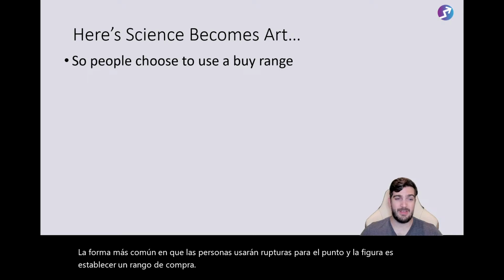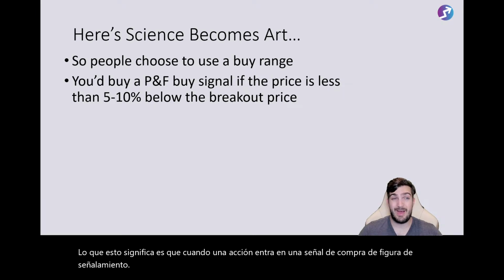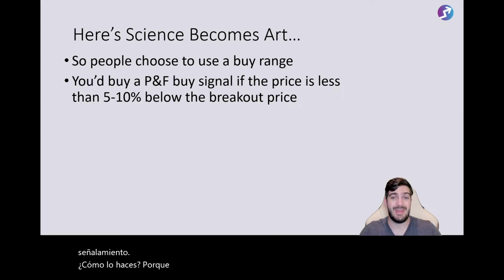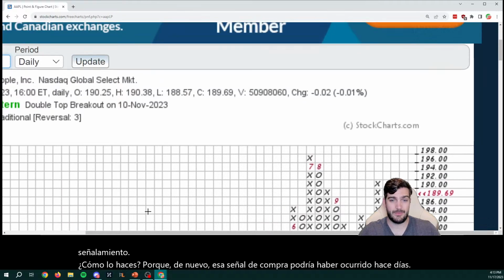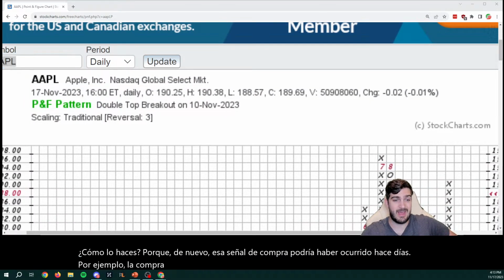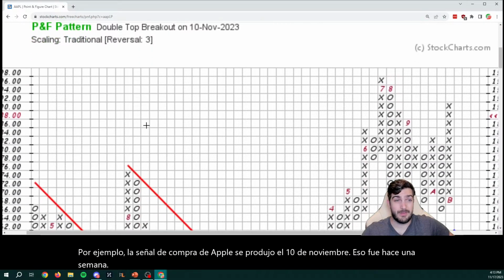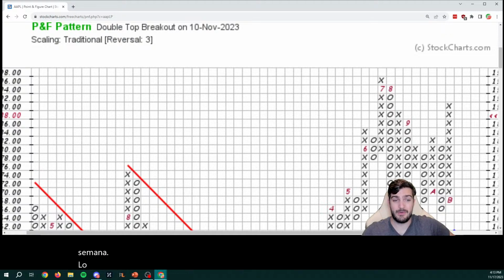What this means is that when a stock goes on a point and figure buy signal, because again, that buy signal could have happened days ago. For example, Apple's buy signal happened on the 10th of November. That was a week ago. So, does that signal still matter?